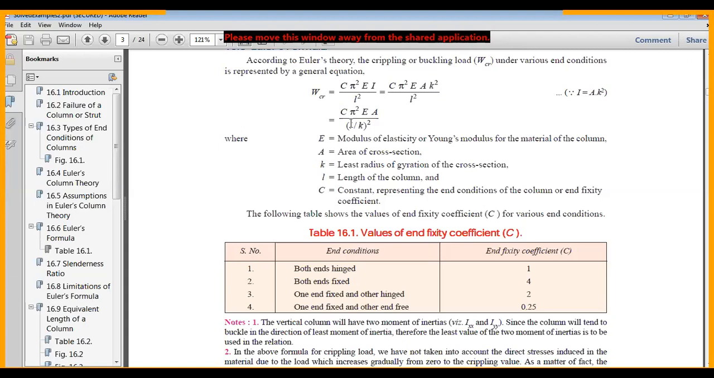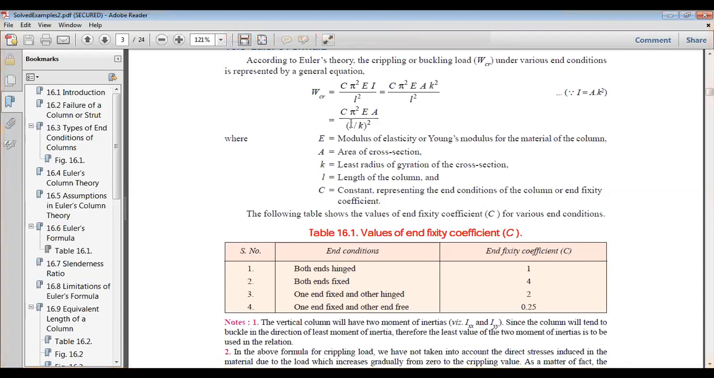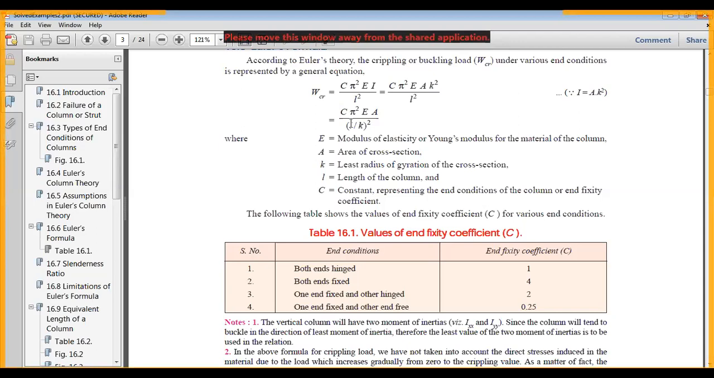So this way, with both ends hinged, the column will have the minimum crippling load as compared to both ends fixed or one fixed and one hinged. Also, one fixed and one free is the maximum degree of freedom, and it has the maximum mobility a column can have. So, second condition; the first condition we have studied, both ends hinged.